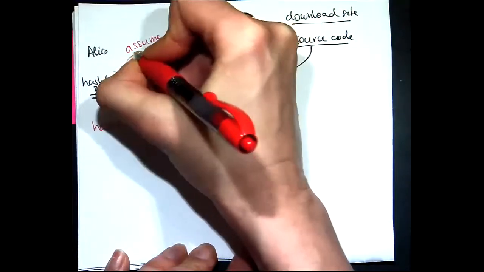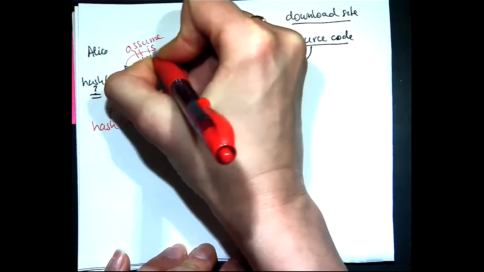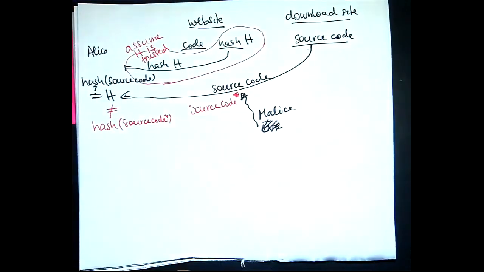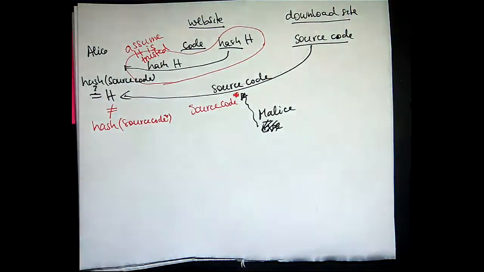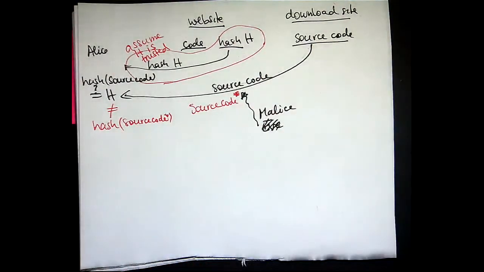Okay? So you're really assuming that this part is trusted. Assume H is trusted, it's correct. So if that's the case, then the whole download site could have been compromised.